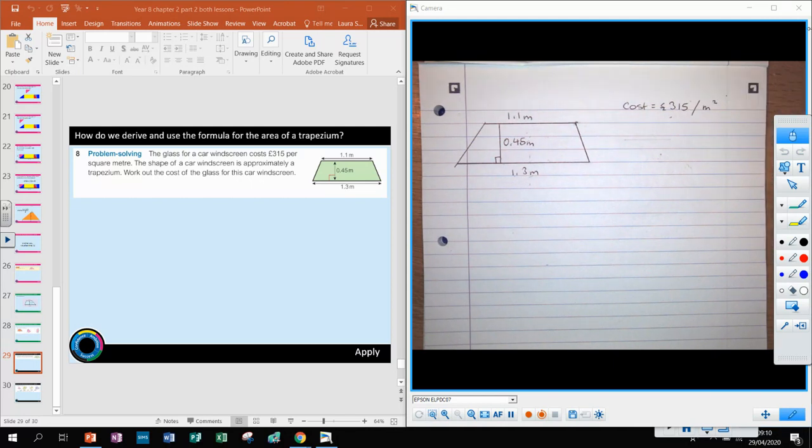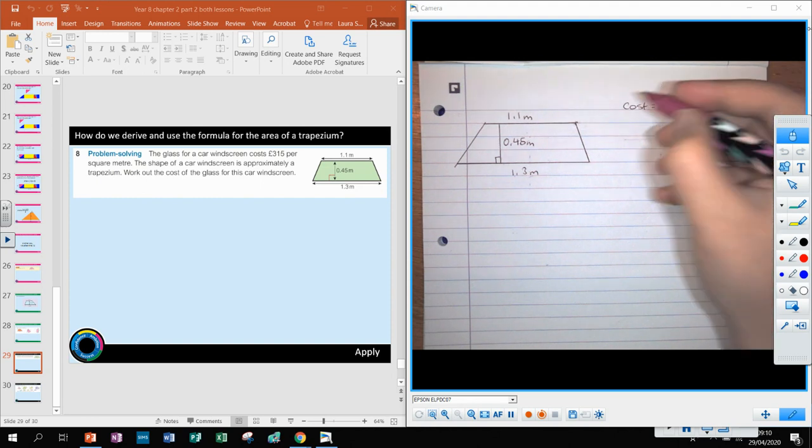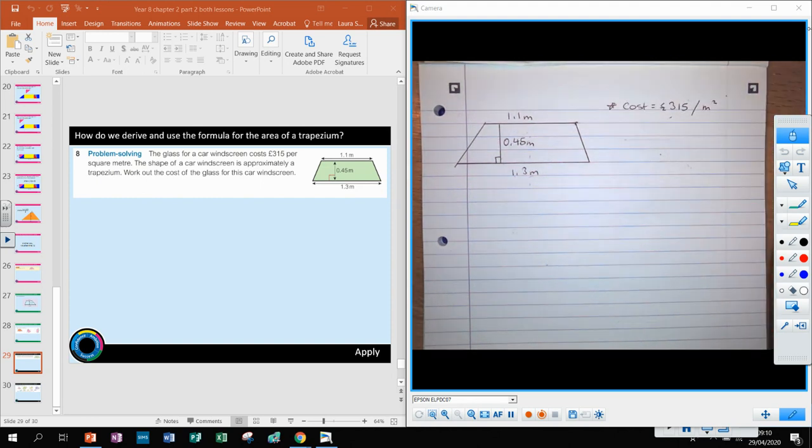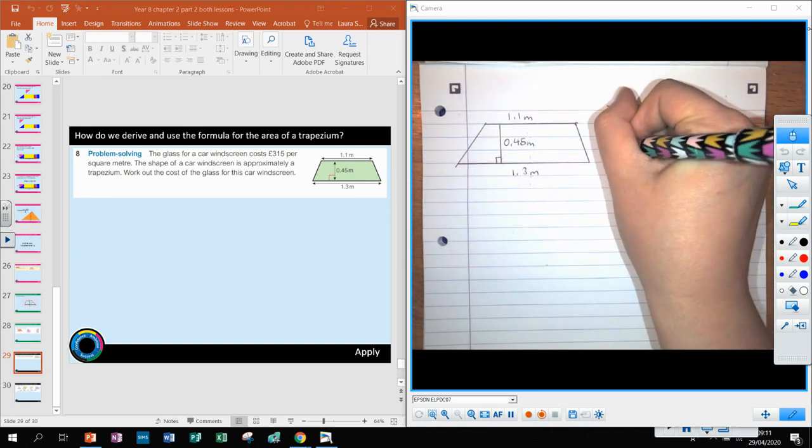cost. The shape of the car windscreen is approximately a trapezium. Work out the cost of the glass for this car windscreen. So my assumption is correct. I will have to work out the cost, so this will become important at the end. Okay, but first we have to work out the area. You are allowed a calculator for this one.